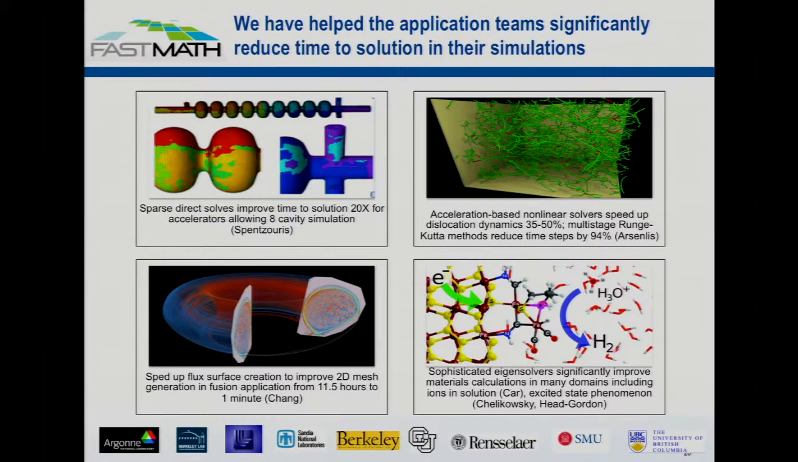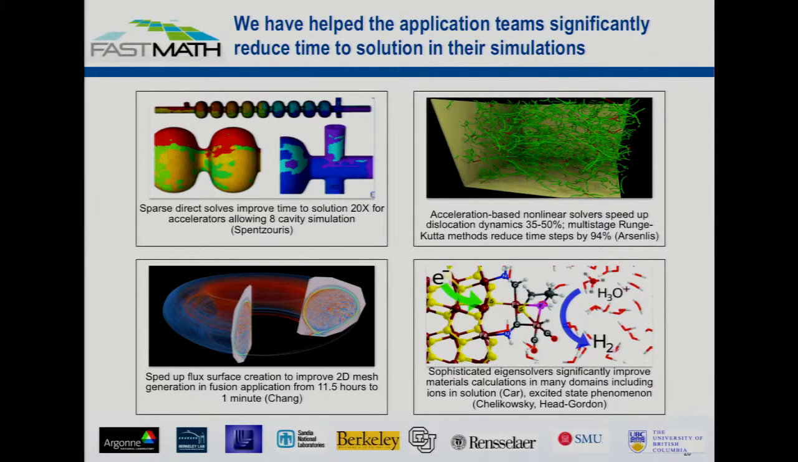And they've also been able to reduce the memory footprint by about a factor of 5 using some of the solvers that we have rather than the native solvers that they were using. And this has allowed them for the first time to do an 8-cavity simulation that they weren't previously able to do. And so by reducing time to solution, that allows them to run bigger problems.